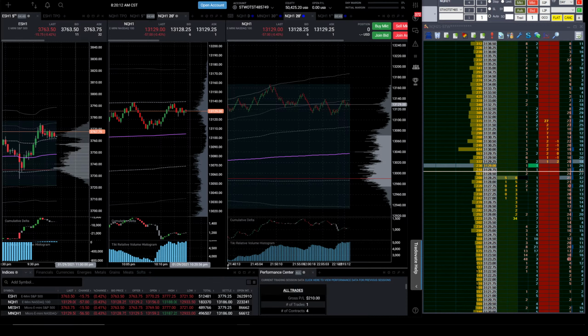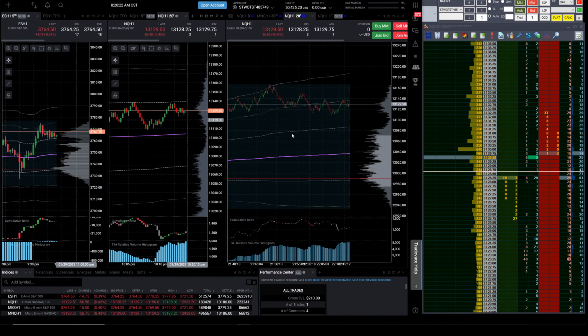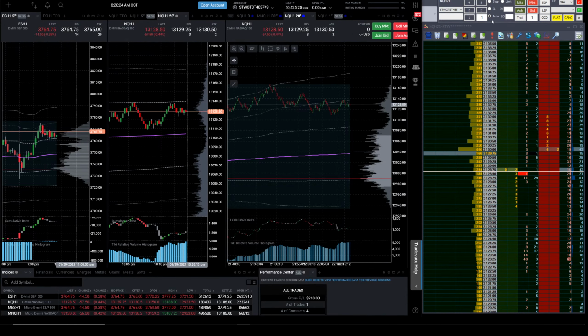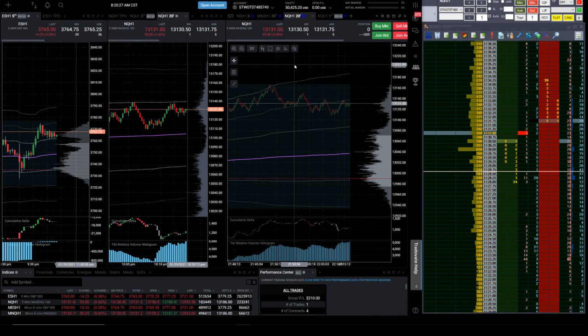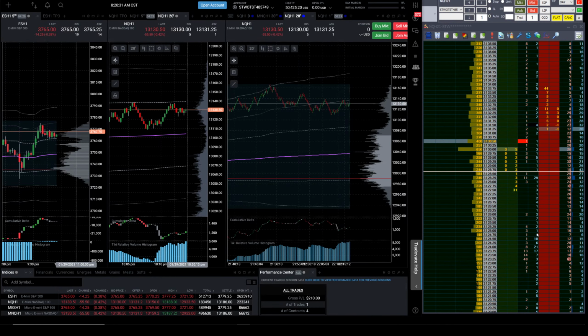That's just when you don't have faith in your system, the accuracy of the system. Something that's important to know, this is all the same data. Jigsaw is connected to the same data feed as the Tradovate platform, so there should be absolutely no discrepancy.